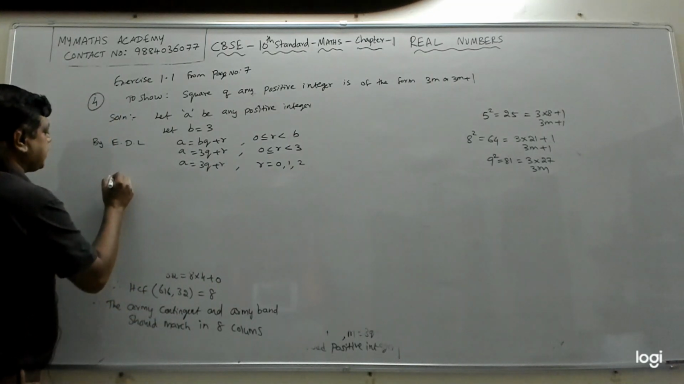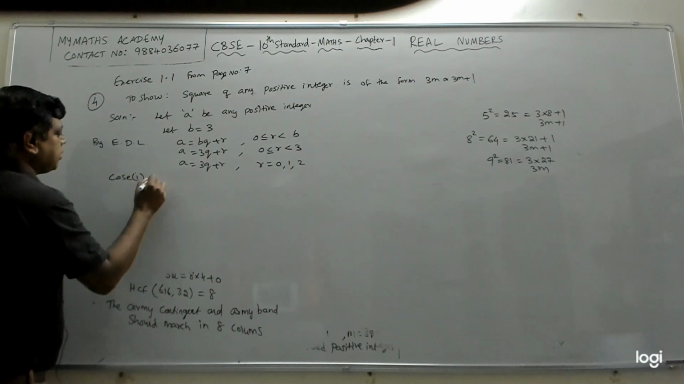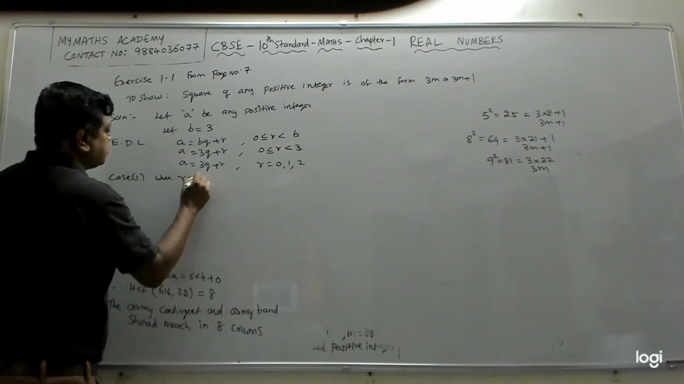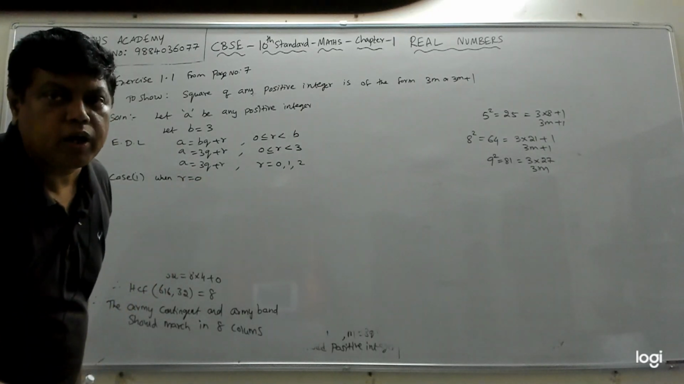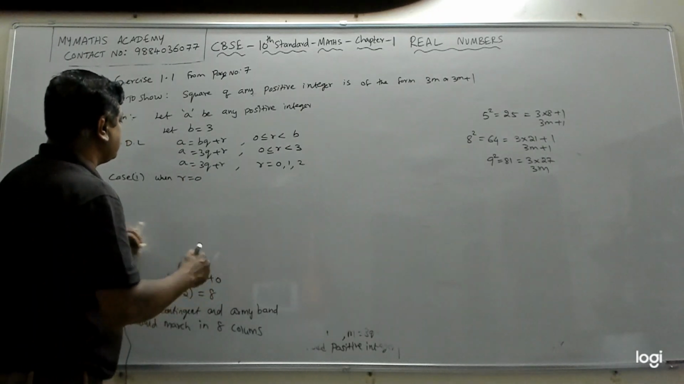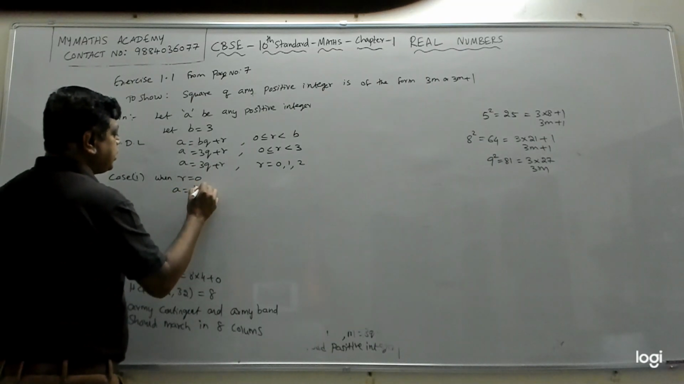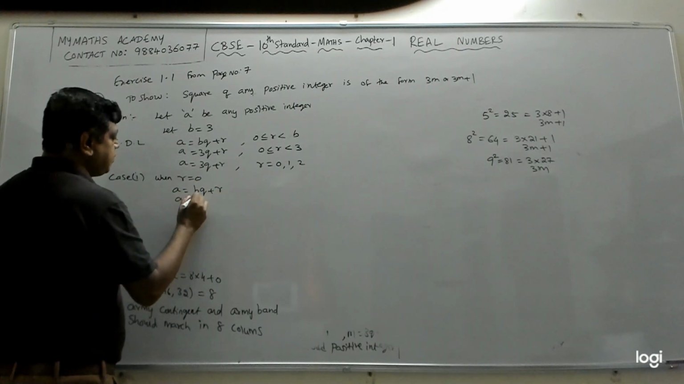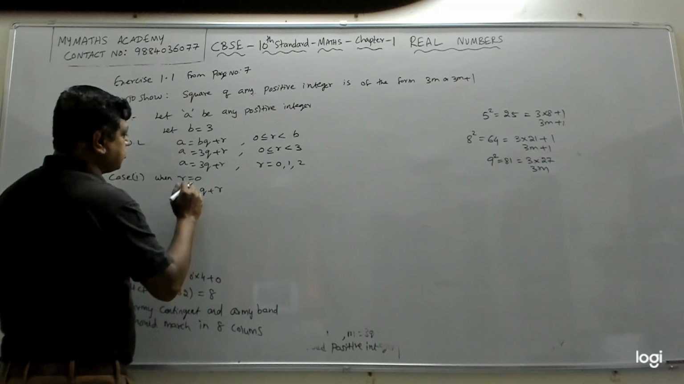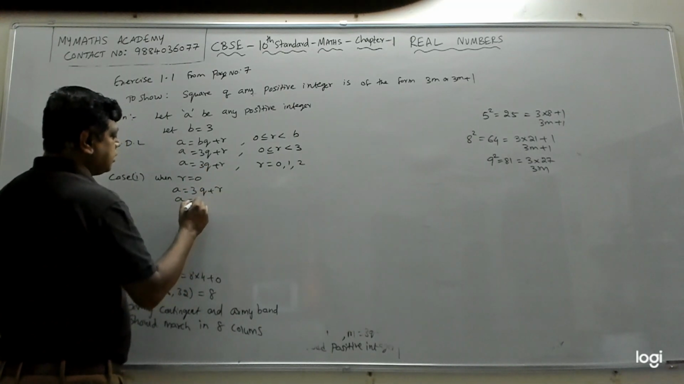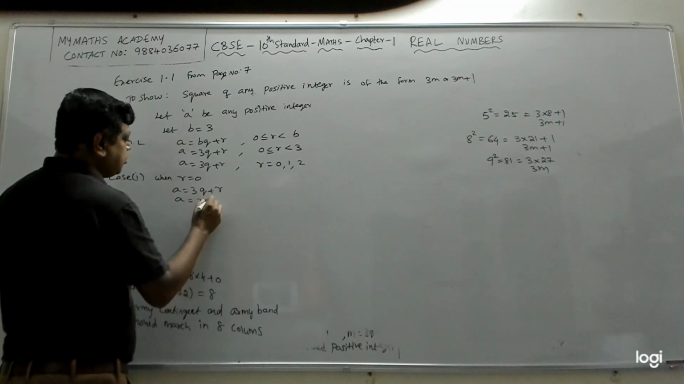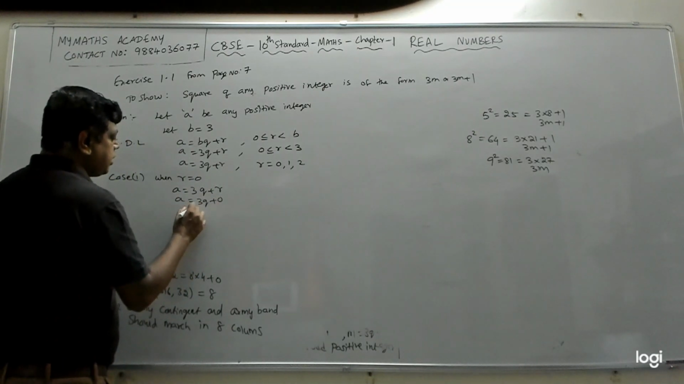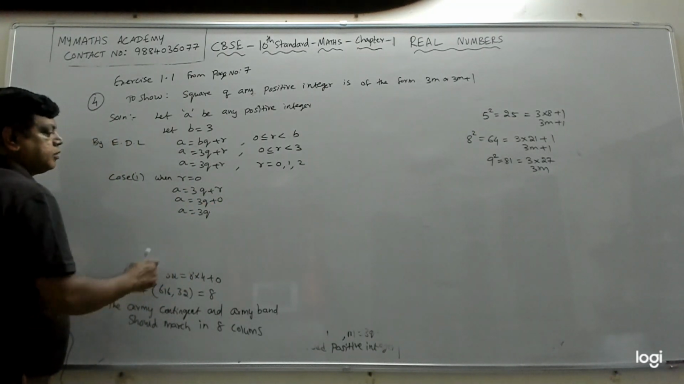So we will have first case, case 1. Case 1 is when r equal to 0. When r equal to 0, then what happens? My a equal to bq plus r. I have to take this 3q plus r, right? My a equal to 3q plus 0. So a equal to 3q. 3q plus 0 is 3q.